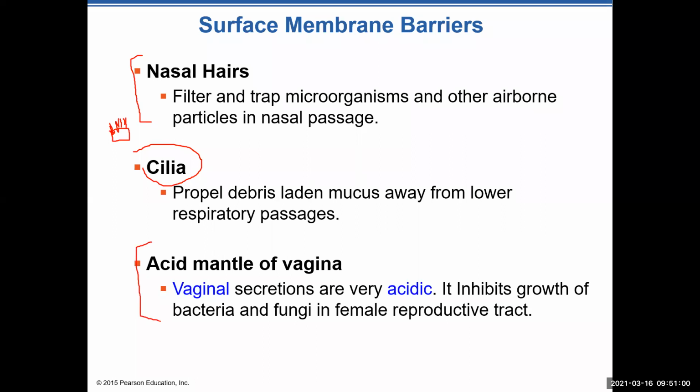And the vagina, right? Through the vagina, there is a chance that microorganisms can enter. We also have an acid mantle in the vagina. Again, its secretions are very acidic. Because of those acidic secretions, it inhibits the growth of bacteria and fungi in the female reproductive tract.